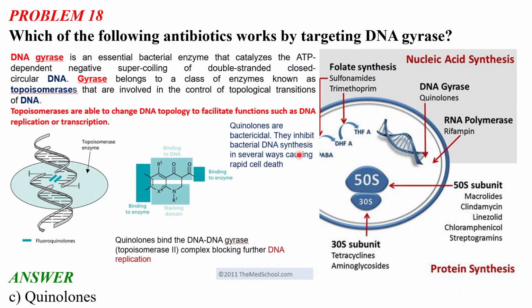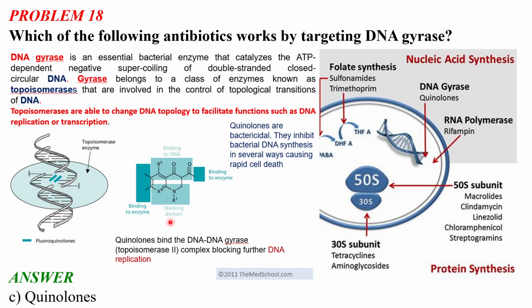As I have mentioned, DNA gyrase is an essential bacterial enzyme that catalyzes the ATP-dependent negative supercoiling of double-stranded closed circular DNA. Gyrase belongs to a class of enzymes known as topoisomerases that are involved in controlled topological transition of DNA. Topoisomerases are able to change the DNA topology to facilitate functions such as DNA replication and transcription. This is the topoisomerase, and we have fluoroquinolones.